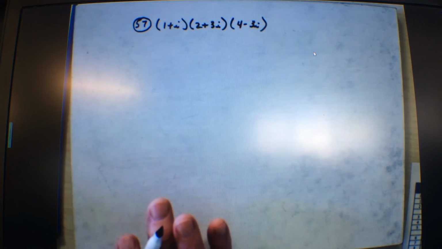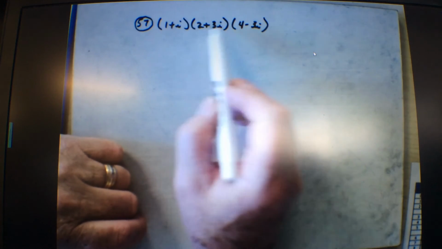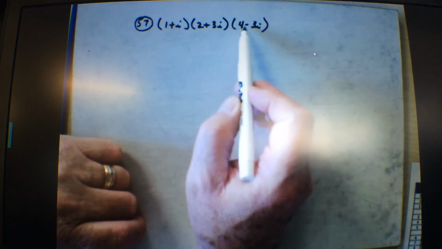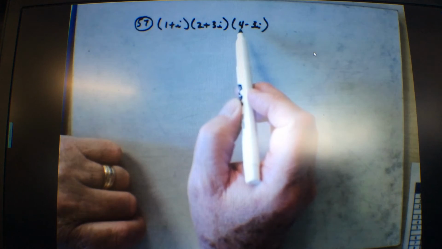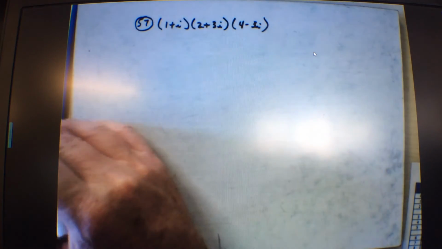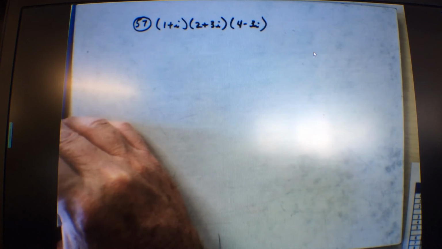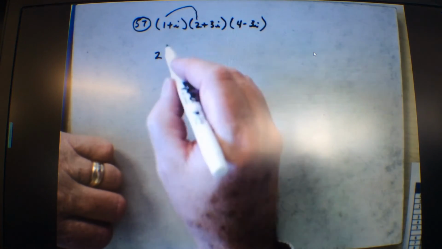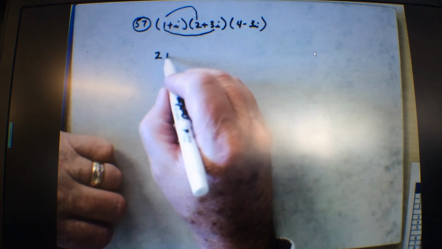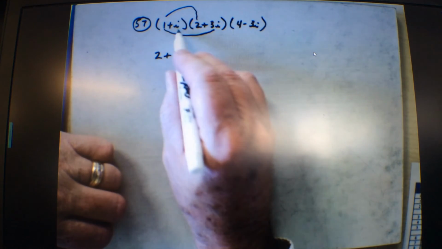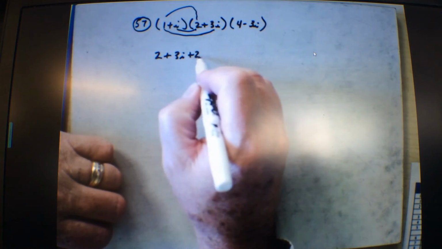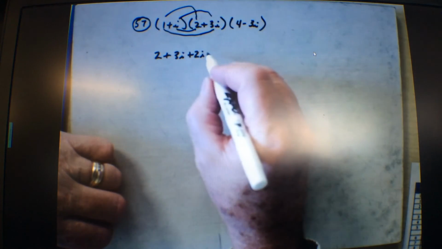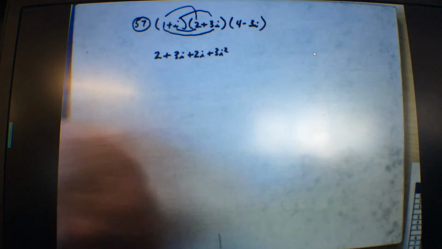So folks, what you're going to have to do is multiply 2 of them together, take that answer and multiply by the third. You can multiply these 2 together and then multiply it by that, or you can multiply the outside 2 and multiply it by the inside. Which do you want to do? First 2, and then the last one. Alright, so we have 2 plus 3i plus 2i plus 3i squared. Is everybody good?